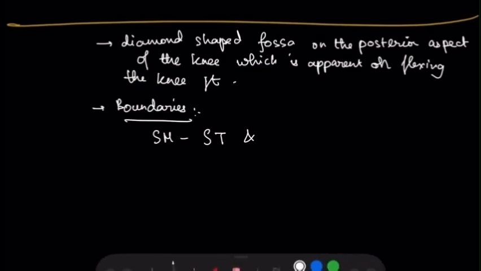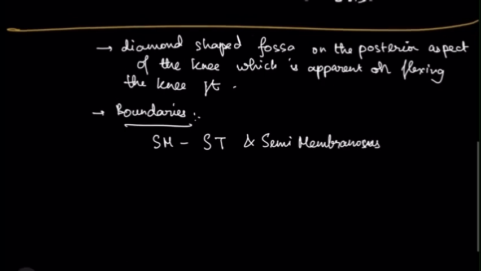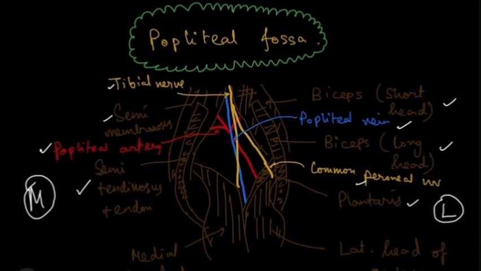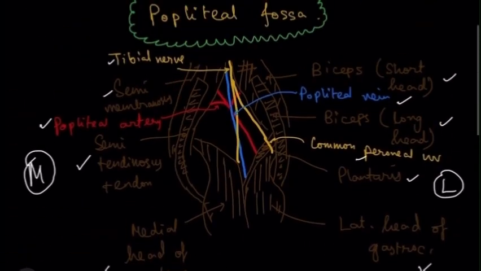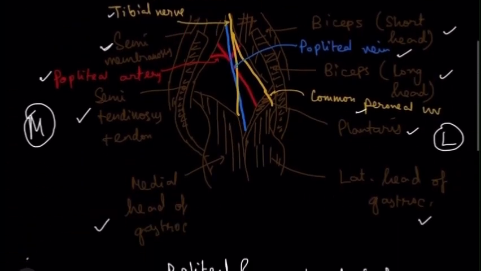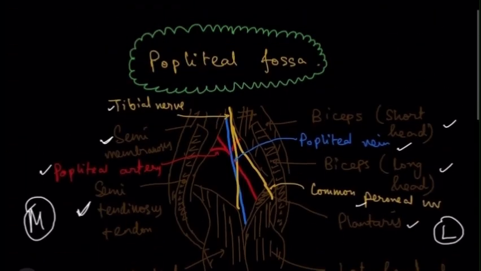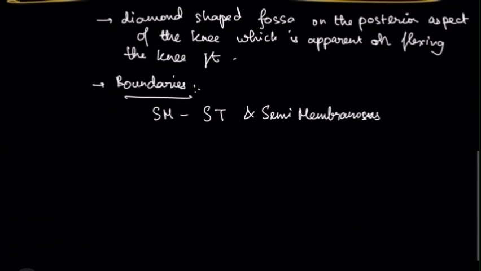Let me write the full names for these, because otherwise you may be confused. You should write semitendinosus tendon and semimembranosus muscle. So you can see semimembranosus is present here and the semitendinosus tendon, and it's located superior-medially. You can see the medial side marked as M and the lateral side marked as L. So superior-medially, these two are present.